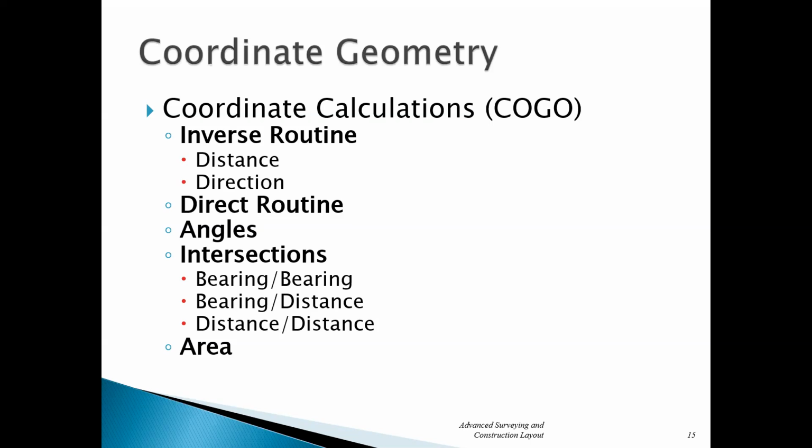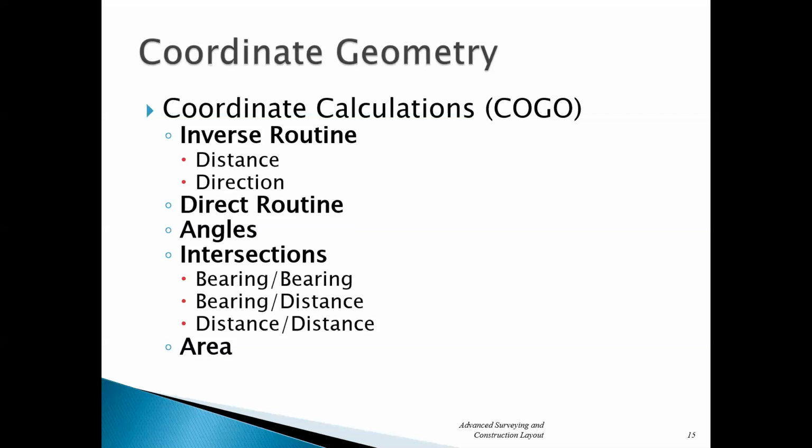So this is really cool. You have a coordinate at point 50 and another one at point 51, and you want to know what the distance and direction between them is. That's referred to as an inverse routine. And you're going to hear me say this a lot: let's inverse between these two points. What we're talking about is getting a distance and a direction.